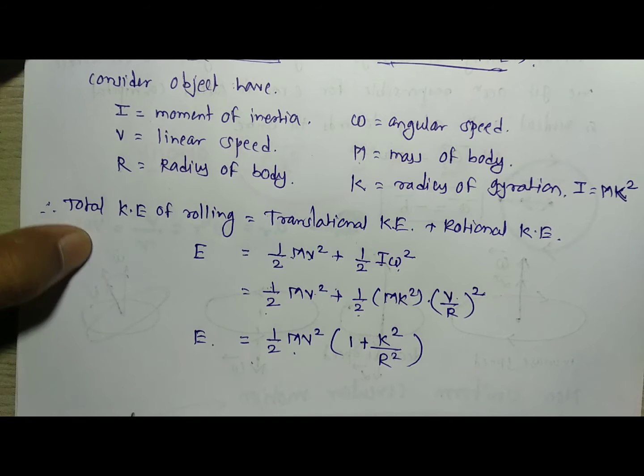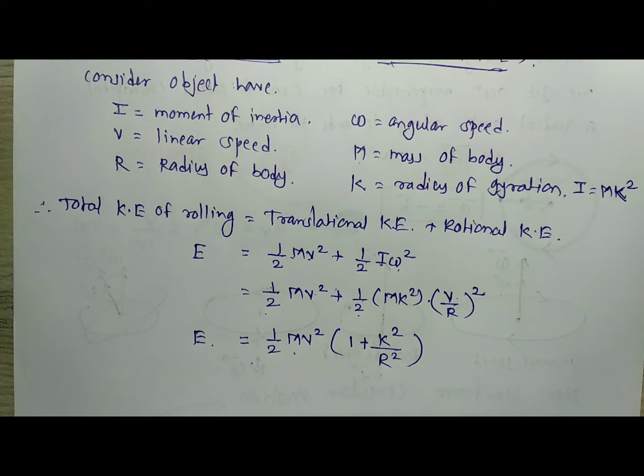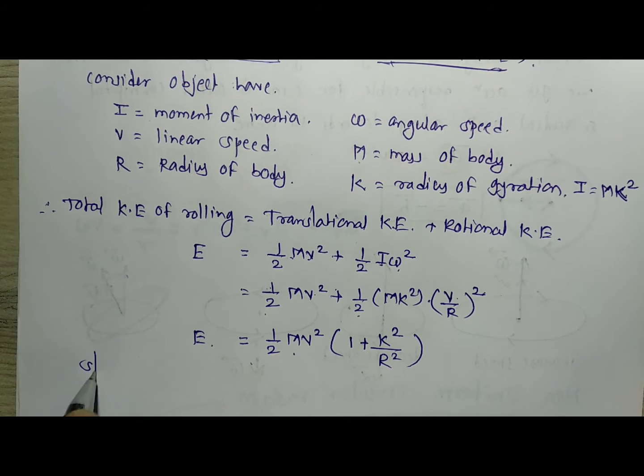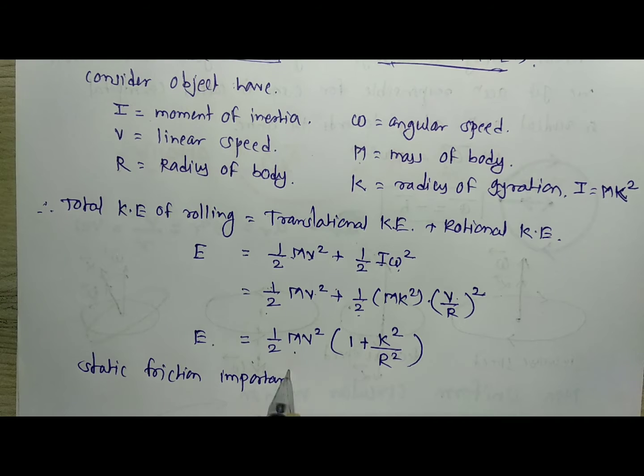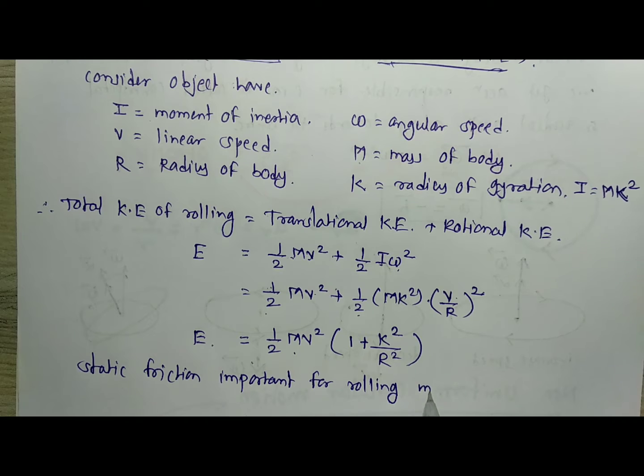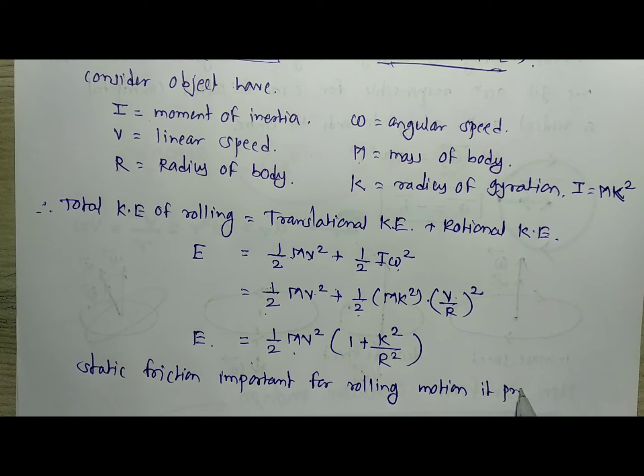This is the kinetic energy of a rolling body. We remember that first of all, static friction is most important for rolling motion, and it prevents sliding.